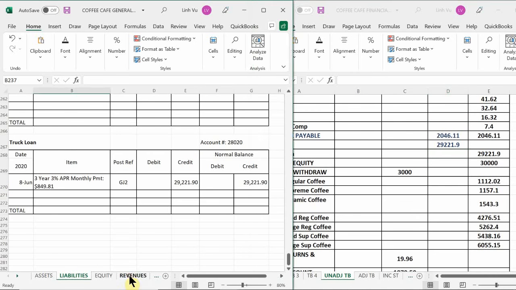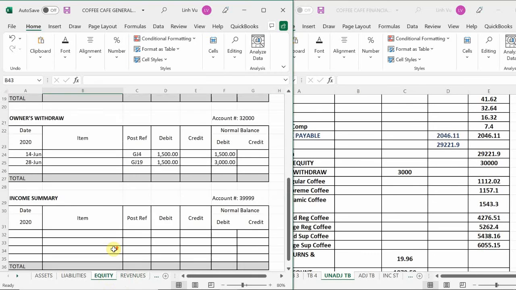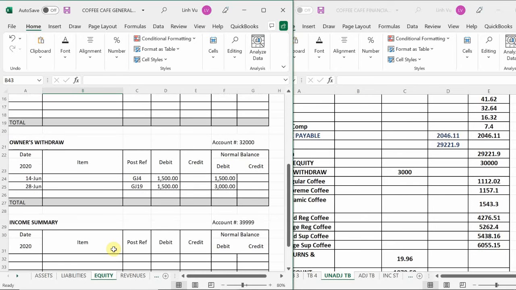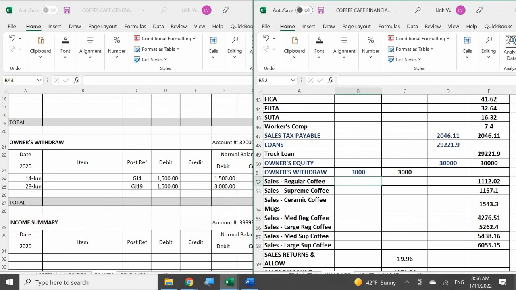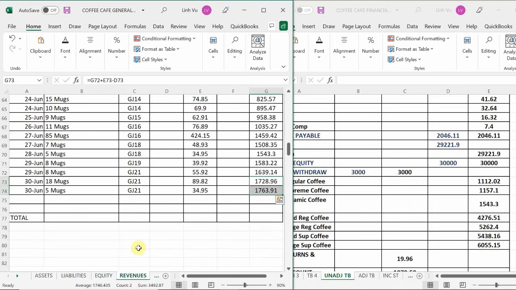So moving on to the next one, my revenues. I'm sorry, my equity. Equity, I have just regular owner's equity and my owner's withdrawal, and those are still the same. Owner's equity is still at 30,000, and my owner's withdrawal is still 3,000. Okay.